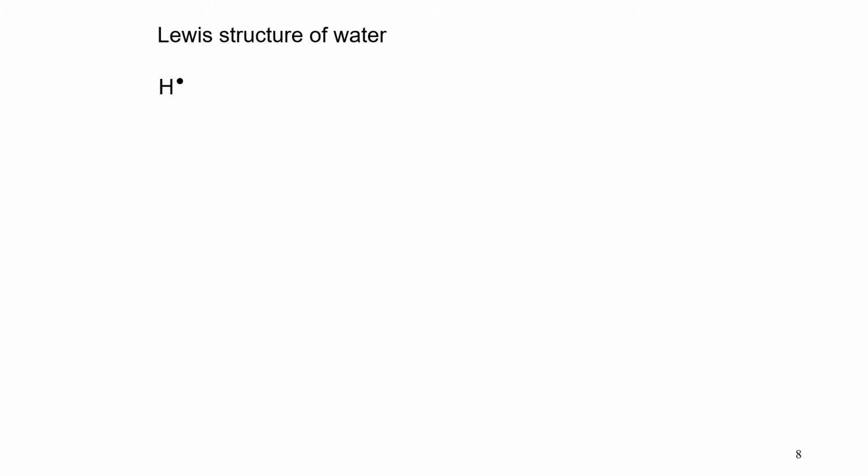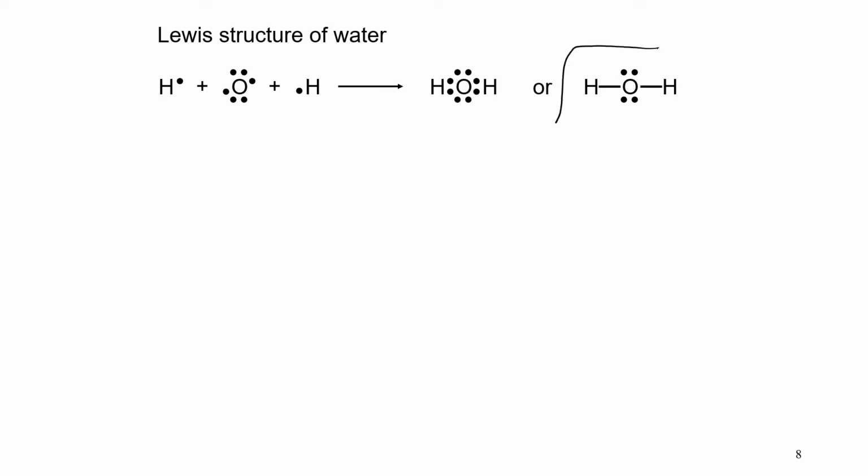So let's look at the Lewis structure of water. We have a hydrogen with 1 valence electron and oxygen with 6 valence electrons. And it wants 8, or it needs 8. So that means we need another hydrogen in order to form that water molecule. This is the correct Lewis structure for that water molecule, showing the single bonds between the oxygen and hydrogens here.